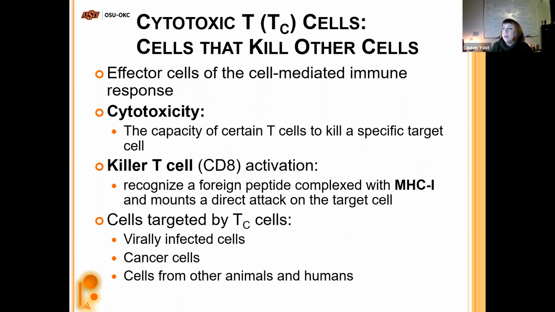Effector cells of the cell-mediated immune response, right. So cytotoxic T cell. So that's a CD8 T cell, is also known as a cytotoxic or TC T cell, right? So that's like anything that's going to be going out and killing these other cells. They are effector cells. They go out and kill. They recognize a foreign peptide complex with MHC1 from within the cell and mount an attack on the target cell that is presenting it. This will be things like virally infected cells, cancer cells that are not growing properly, and then cells from other animals or other humans.